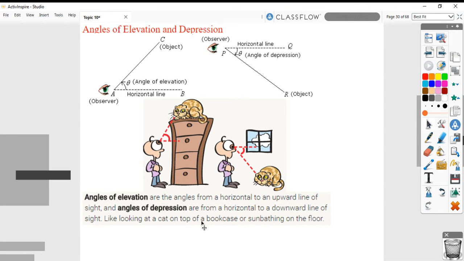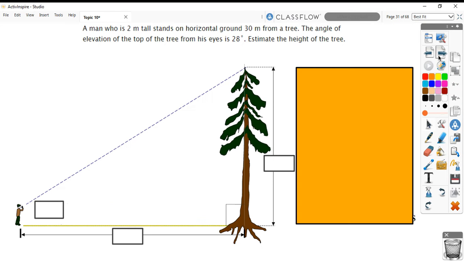Looking at the cat on top of the shelf or the cat laying down on the ground in the sunshine, that's our difference right there. So elevation is looking up, depression is looking down, exactly what it sounds like. We've got just a couple of example problems to look at together to give us some idea of where we could use this and how it relates to what we're talking about.